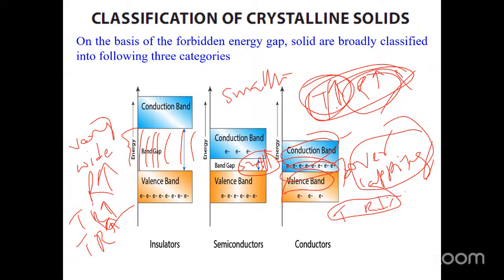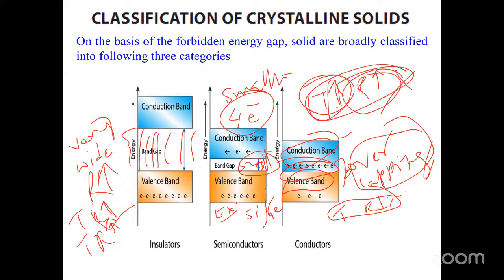So the examples for this are silicon and germanium. Valence electrons: what do you mean by valence? The electrons in the outermost shell of the atom. However many electrons are there, those electrons you can call valence electrons. For silicon and germanium, there are 4 valence electrons.